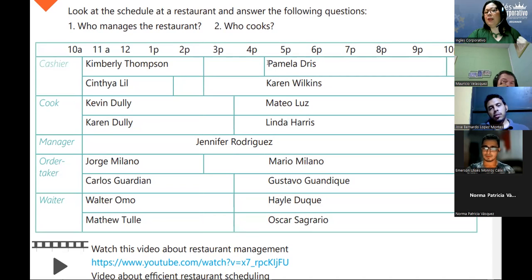Collects the money from 4:30 p.m. to 10 p.m. So Kimberly is in the morning shift and Pamela is in the afternoon shift. Pero también puede ser evening shift. Miren, porque ya estamos pasado del afternoon. Ya desde las 5 para allá ya podemos decir evening shift porque va a terminar hasta las 10. She's going to finish until 10.